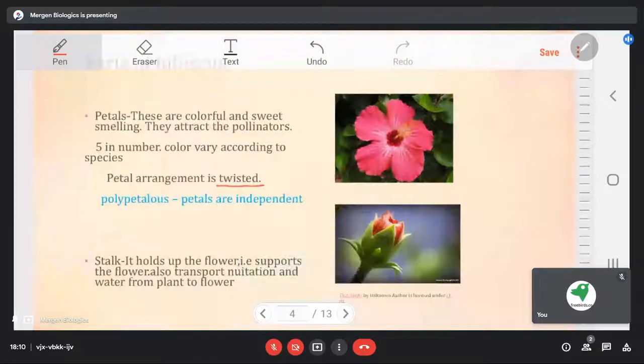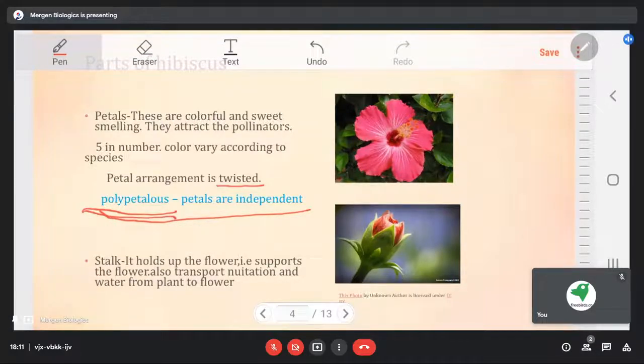So they are overlapping and they are not fused. As I told you right now, the arrangement is overlapping, so this is twisted. But what about they are not fused? They are not fused, so that condition is known as polypetalous. That is, they are not fused together. The petals are independent of each other, and that is the term polypetalous.